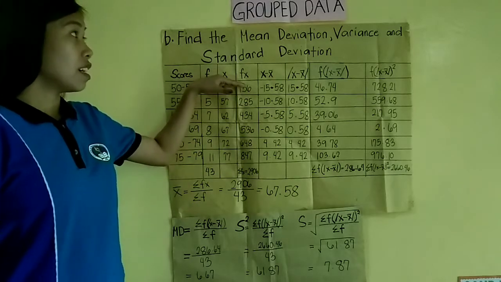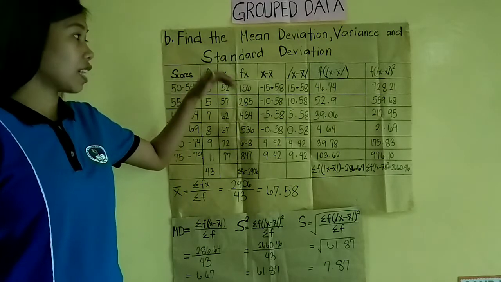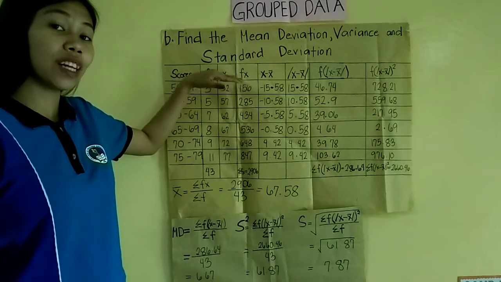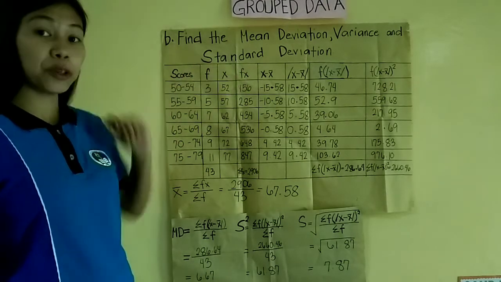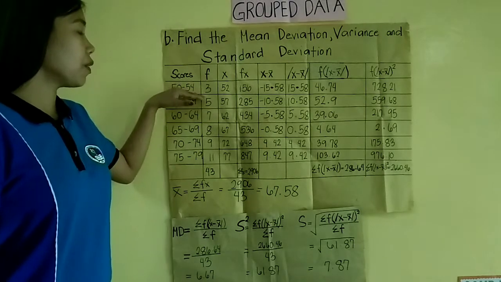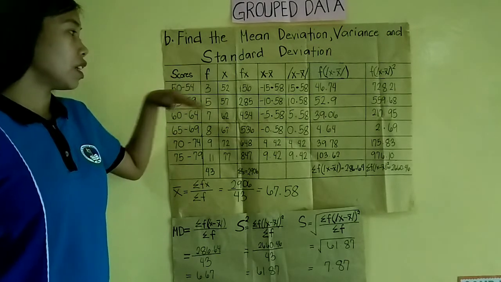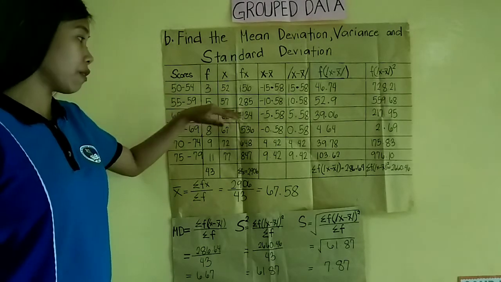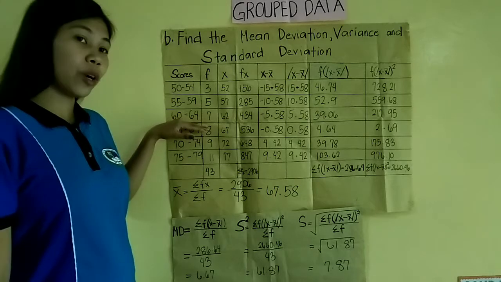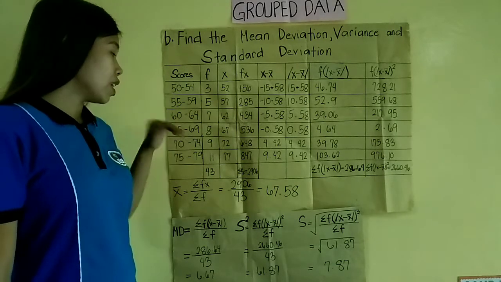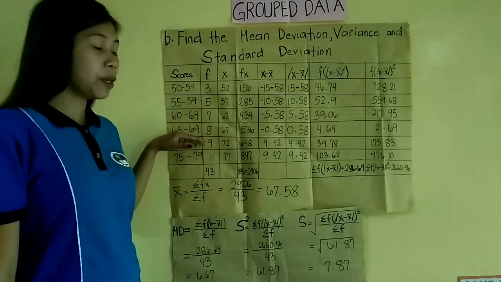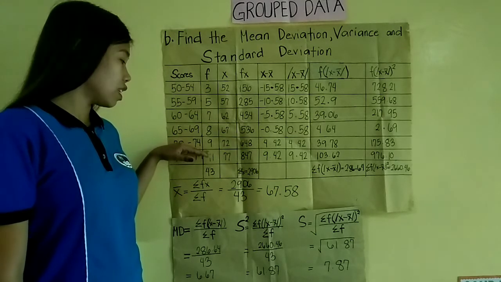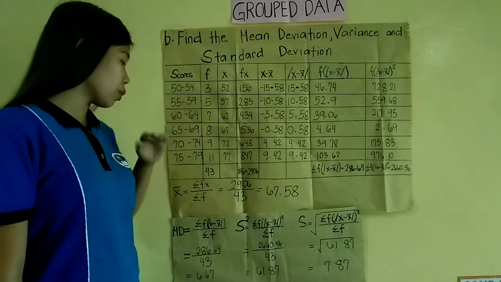Now, x. In grouped data, x is the midpoint. Midpoint is denoted as the variable x here, okay? So, for grouped data, 50 to 54, our midpoint is 52. 55 to 59, our midpoint is 57. 60 to 64, our midpoint is 62. 65 to 69, our midpoint is 67. 70 to 74, our midpoint is 72.